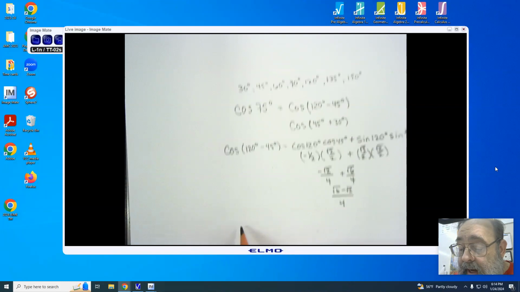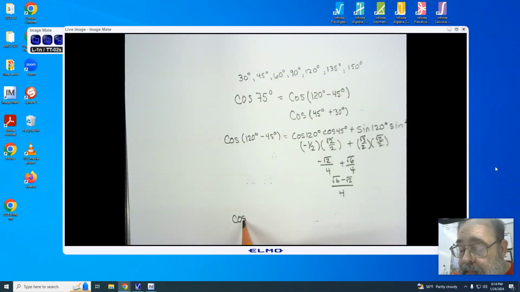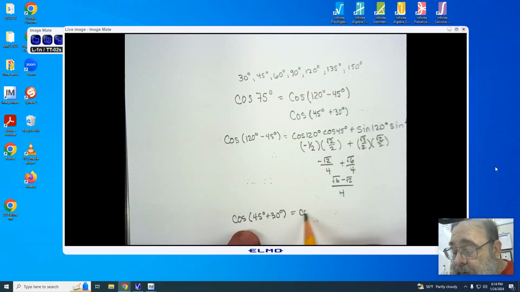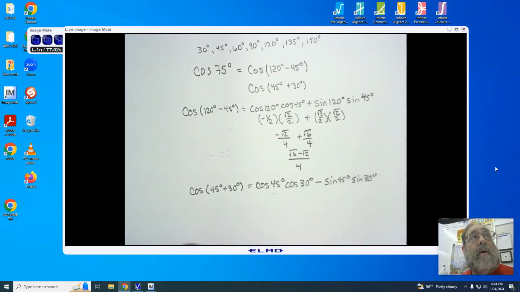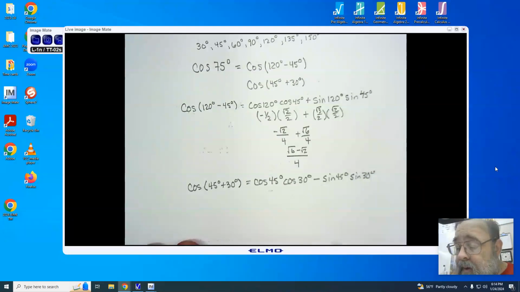Let's now take a look at the cosine sum. This is now 45 degrees plus 30 degrees. Our formula is the cosine of 45 degrees, cosine of 30 degrees. Then we have a minus, sine of 45 degrees, and then our sine of 30 degrees. Once again, we have to know our ratios. If we don't, this becomes extremely difficult.